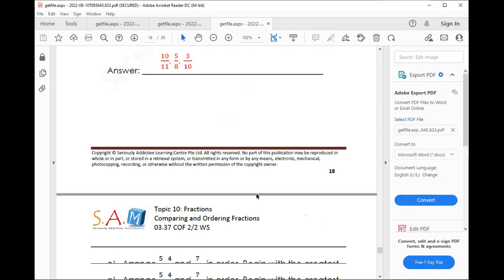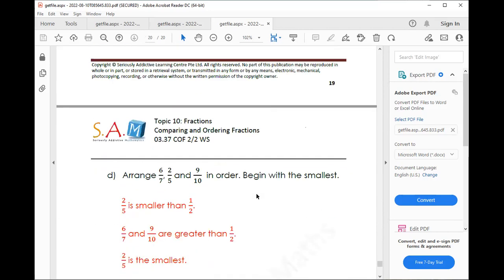Okay, all right, that's it for this week's topic. Should be relatively easy, especially for students who have done fractions in P2. All right, some of them are already doing it in school, so I think there shouldn't be any problem. Okay, that's all for this week's instructional guide.